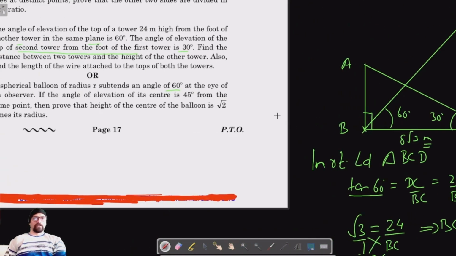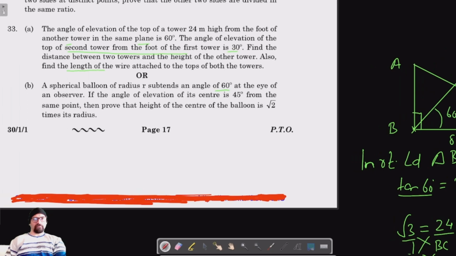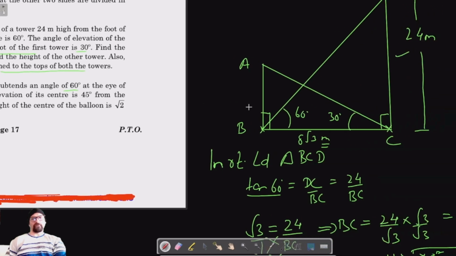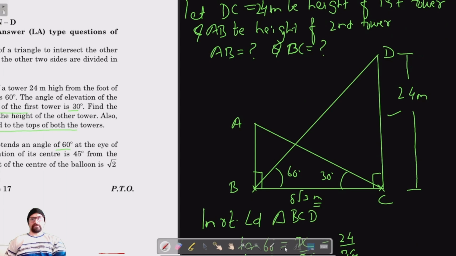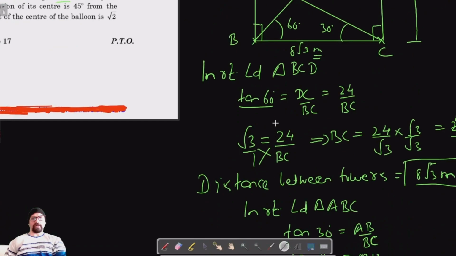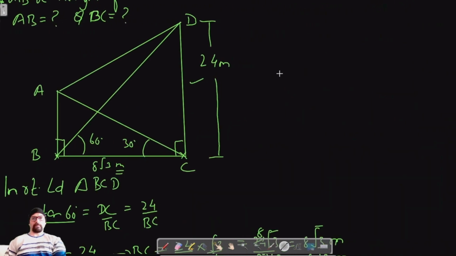Okay. Now, if you read further, it says that we have to find the length of the wire tied to the top of the two towers. So let us join the two tops. We have to find AD, that is the length of the wire attached to the top of the two towers. And for that, let's draw a perpendicular from A to DC. Let's say this is E.